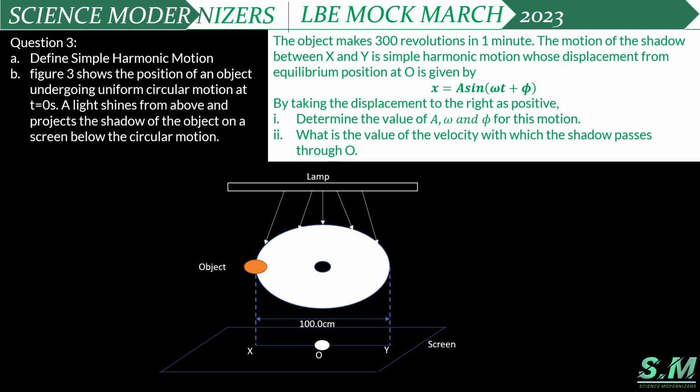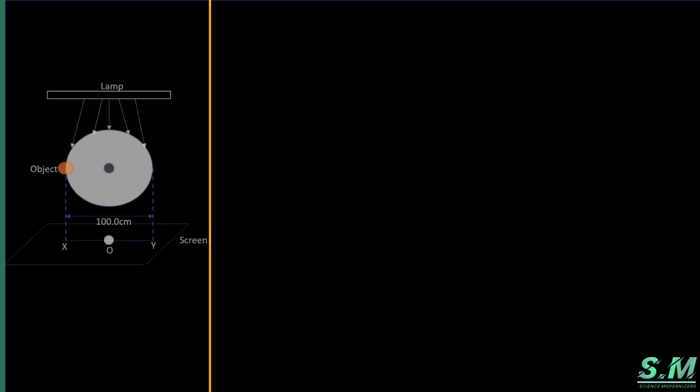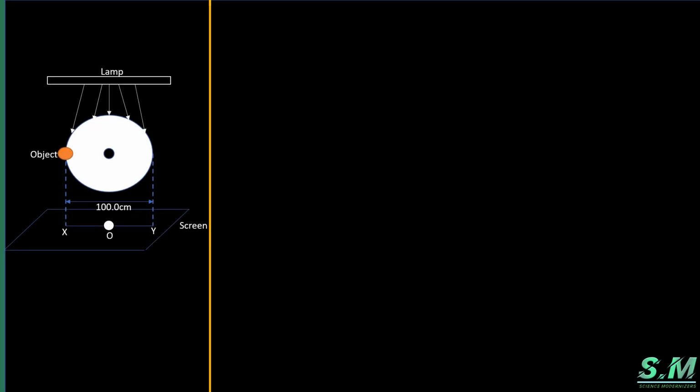So let's get started and get a proposed solution to this problem. The first thing is we have our setup as shown, and we see that at all points in this circular path, the shadow of the ball or the object shall always be projected perpendicularly to the screen, and the image is always going to be observed between X and Y.